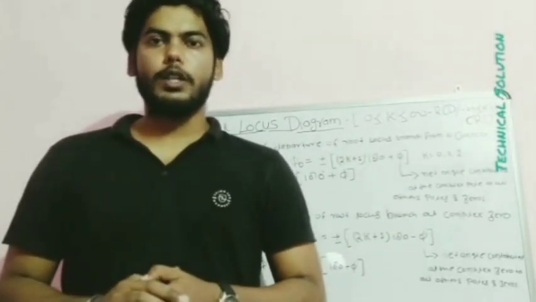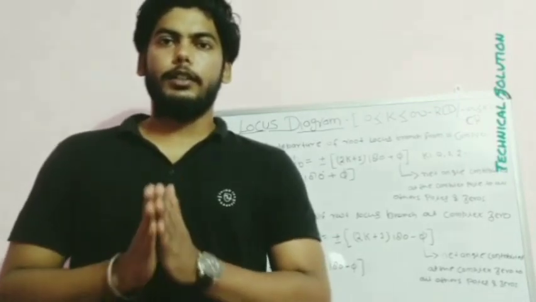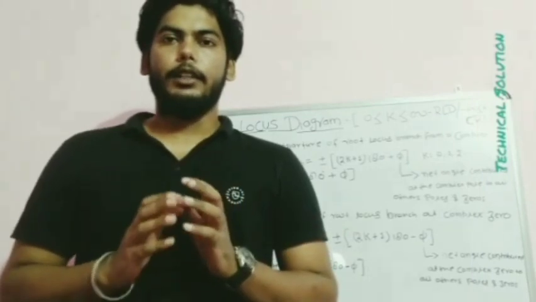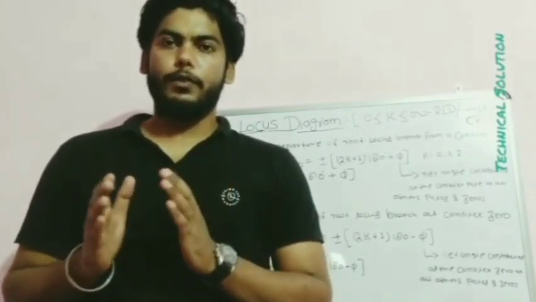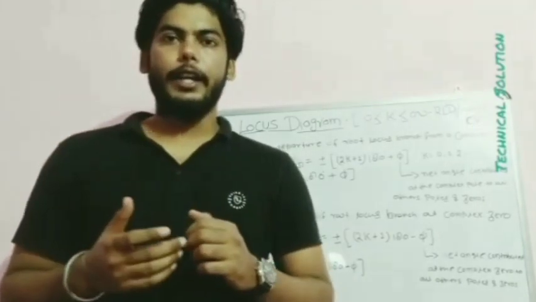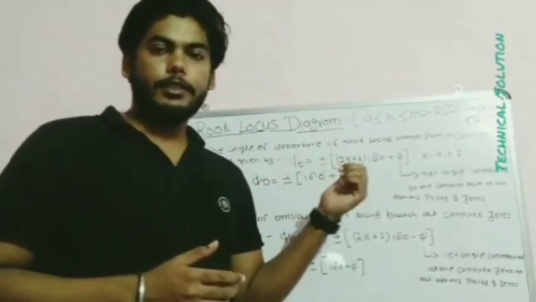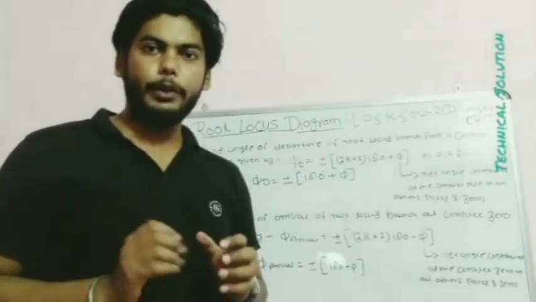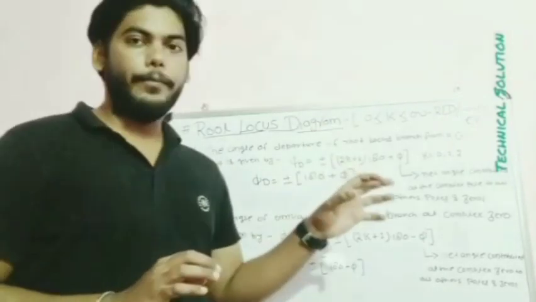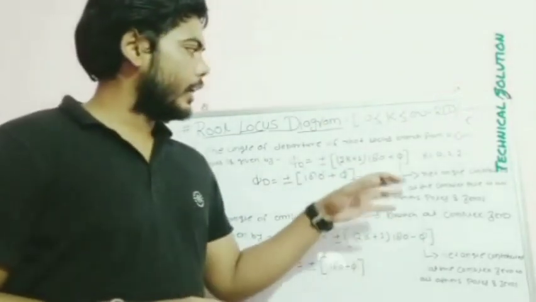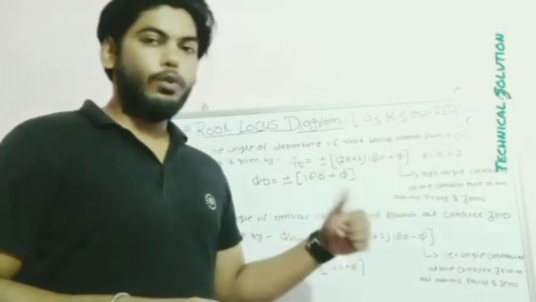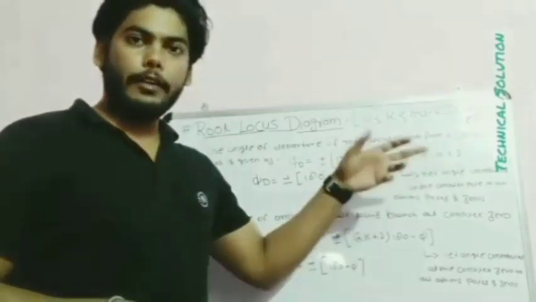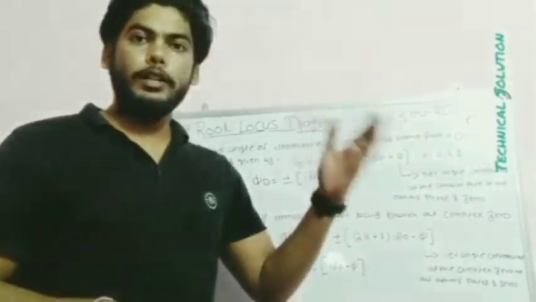The eighth point of the root locus diagram is quite important. The eighth point is divided into two parts. The first part says that the angle of departure of the root locus branch from a complex pole is defined as phi d, the symbol of the angle of departure, equal to plus minus twice (k plus 1) into 180 degrees plus phi, where phi is the net angle at the complex pole to all other poles and zeros, and k is 0, 1, 2 and so on.